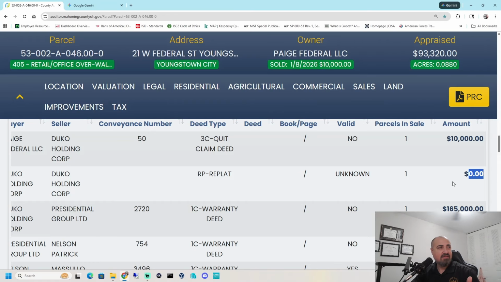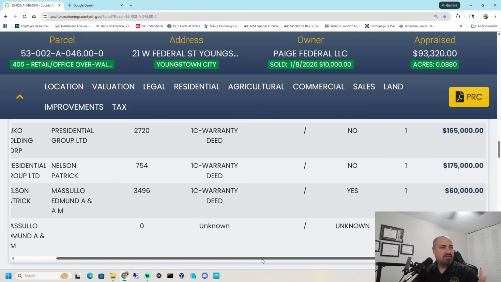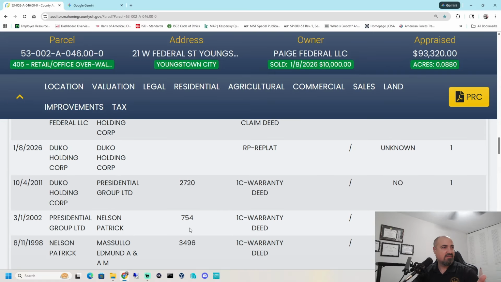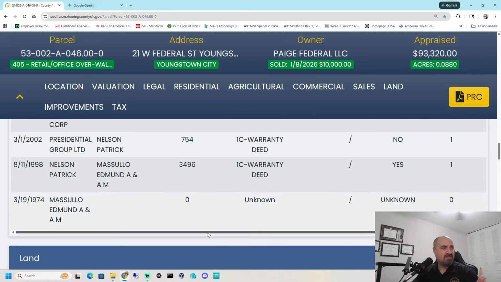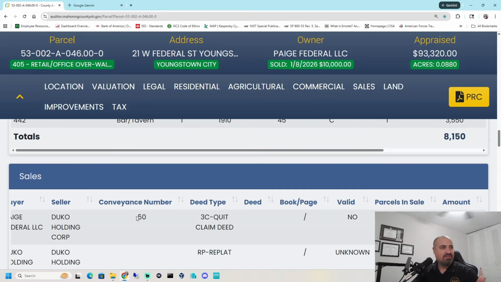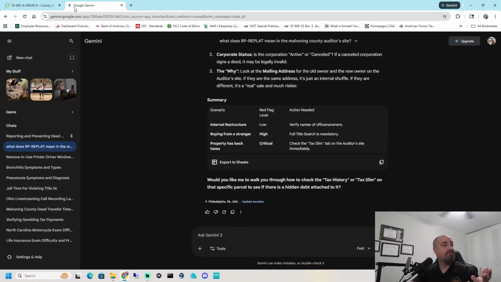And then RE plat for $0? The heck? And then from RE plat to $0 to a $10,000 with a 3C quit claim deed? Huh? Let's look at that.